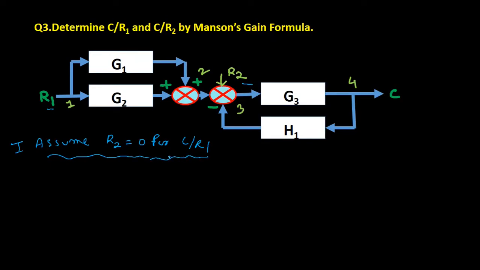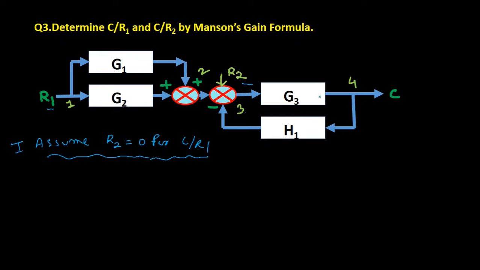First we mark the nodes on this block diagram to draw the SFG. We know that the takeoff points and the summing points are represented by nodes in the SFG, the transfer function blocks are represented by lines, and signal flow is represented by arrows. Here the first takeoff point is node number 1, then the summing point is node number 2, then again a summing point, node number 3, then the takeoff point is node 4.